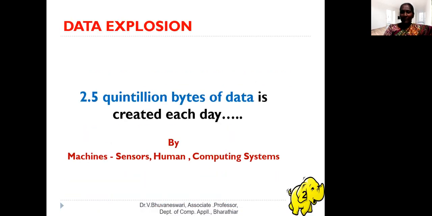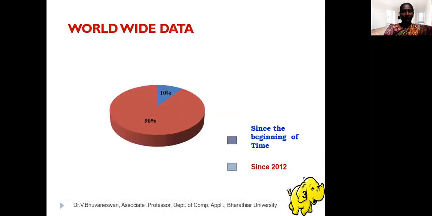And again, as a small recap, 2.5 quintillion bytes of data is created each day. You know the answers: the machines, humans and computing systems, nothing but the business transaction processing systems. And again, a recap of the worldwide data.